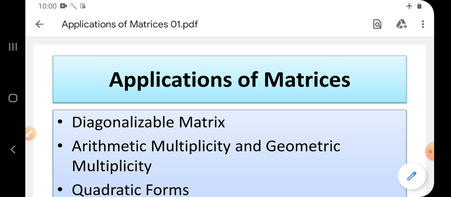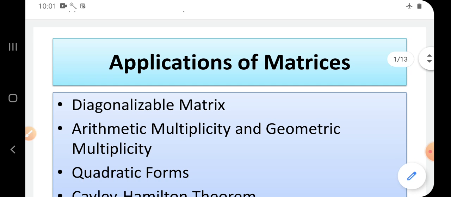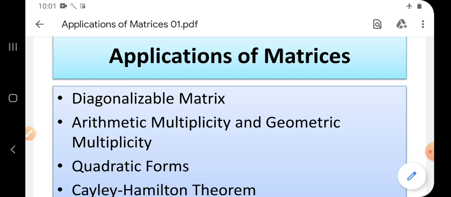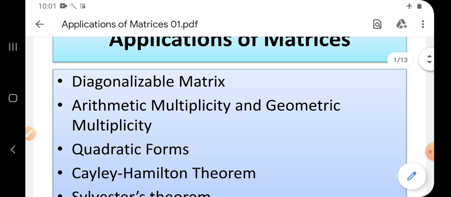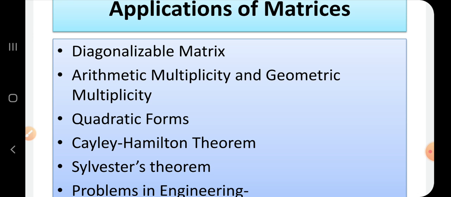Today we will see unit 2 for FY BTech: applications of matrices. In matrices we have studied rank of a matrix, then normal form of a matrix, system of linear equations, then transformations, then eigenvalues and eigenvectors. Now we will see some of the applications of matrices. In that, the first one we are going to study is a diagonalizable matrix, then arithmetic multiplicity and geometric multiplicity of eigenvalues, then quadratic form of a matrix.